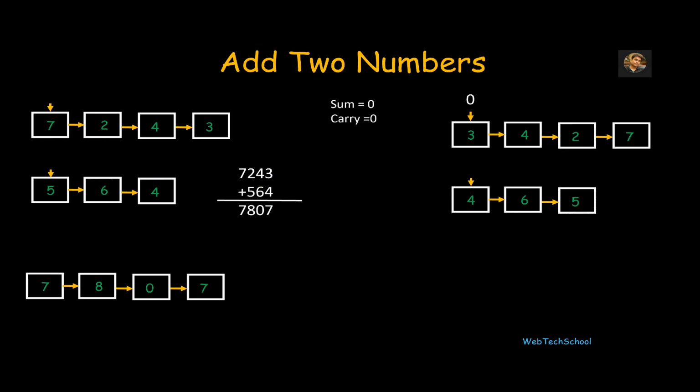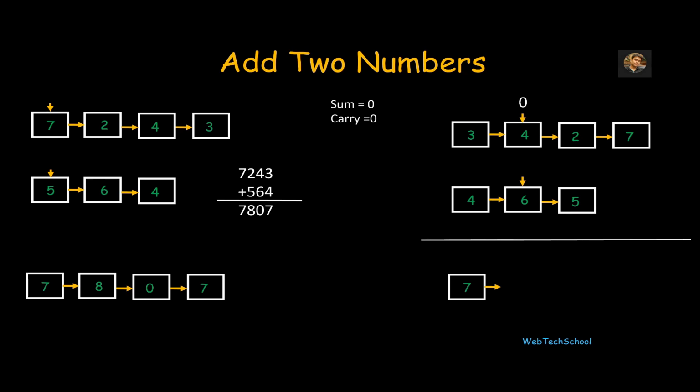So we'll create a result list, and inside the result list, we will push the sum of each digits. So for the list 1, it's 3. For the list 2, it's 4. And the carry value is 0. So we will push 7. So next we'll update the reference of the head pointer in both the lists. Now the carry value is also 0.